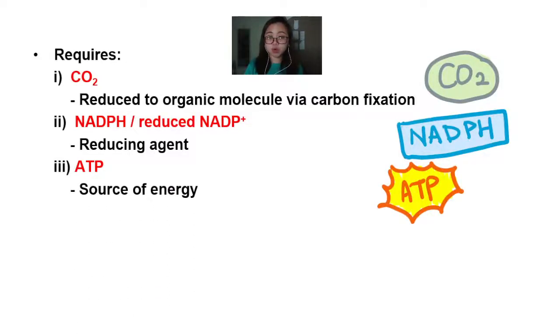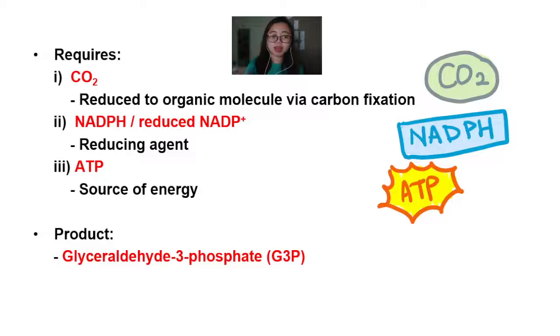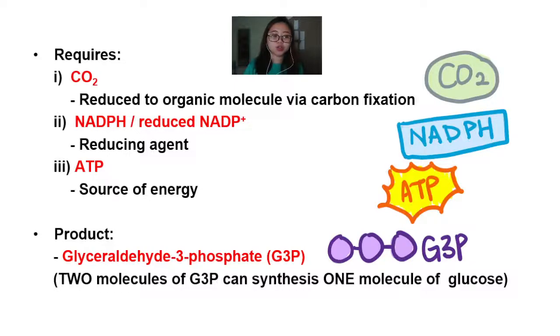ATP will be the source of energy, and the product of light-independent reaction will be glyceraldehyde 3-phosphate, also known as G3P. So it will be a 3-carbon molecule. 2 molecules of G3P can synthesize 1 molecule of glucose.